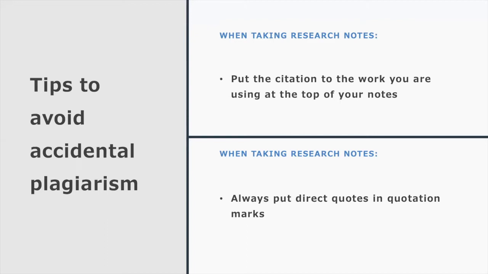Plagiarism can happen accidentally, so here are a few tips. When taking notes during the research process, put the citation of the source you're using at the top of your notes. That way you know later that all the ideas came from this source and you need to cite them even if you paraphrase. Also, when taking notes, put any direct quotes in quotation marks so there's no ambiguity later that these are someone else's words.